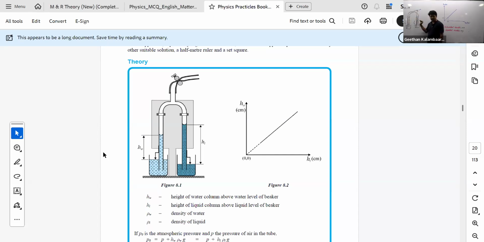The liquid level is at this same level. And what you do is you suck air out of this, with a vacuum pump or something.